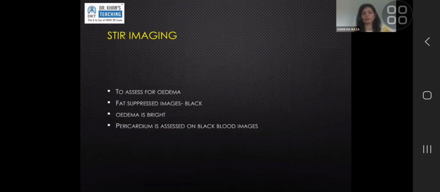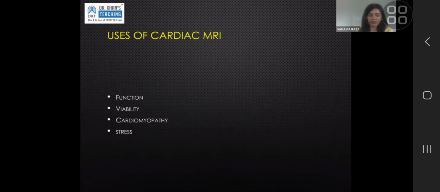STIR imaging is done like any other body part, to assess for edema. The reason we do it in myocardial imaging is to look for myocarditis, and only in early myocarditis would you have edema. If somebody has myocarditis and they healed up or they're on a follow-up scan, they can still have a scar, but they may not have edema anymore. So edema means an acute issue. You can see it in myocarditis. You can also see it in acute myocardial infarction, with vascular compromise or even reperfusion edema. These are fat suppressed images, and edema is bright, same as any other image. So that's not very different in cardiac MR.